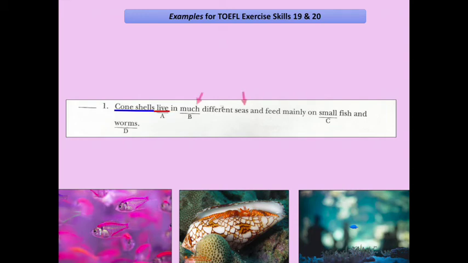Then, look, we have the expression much, and we know much is used with uncountable nouns. But here, seas, this is countable. We know it's countable because it's written as plural. So, our answer to this sentence is B. We should have many different seas because many is used with countable nouns and much is only used with uncountable nouns.